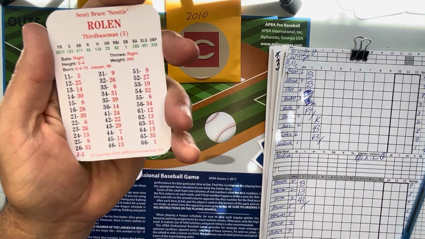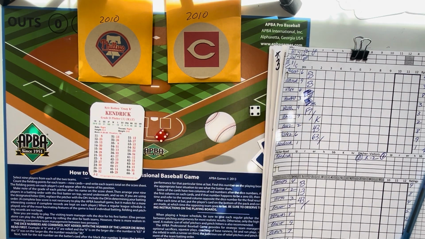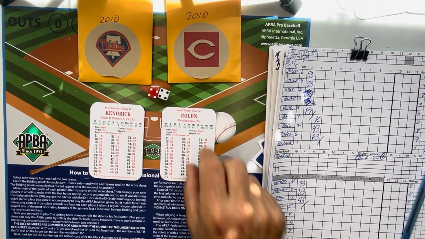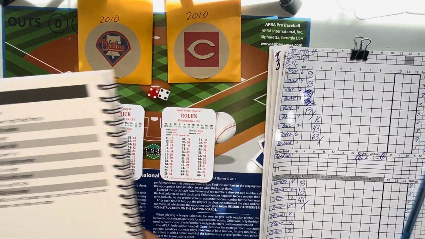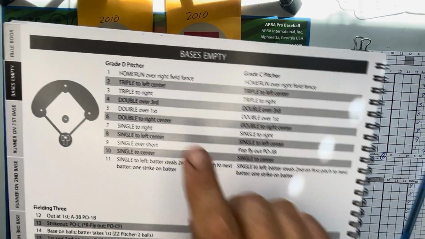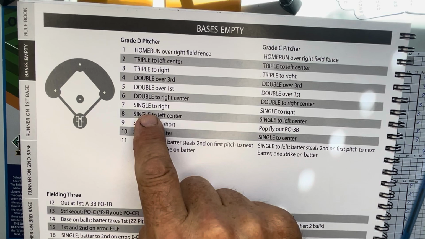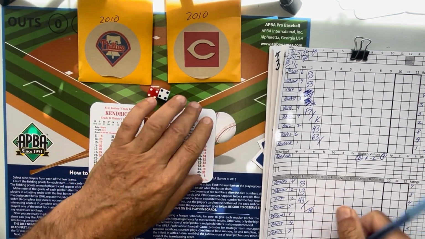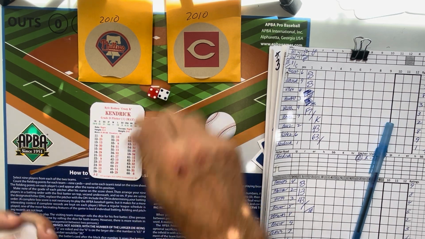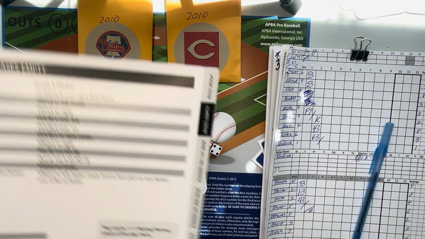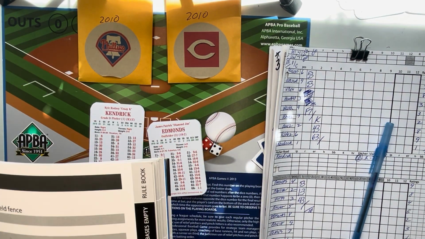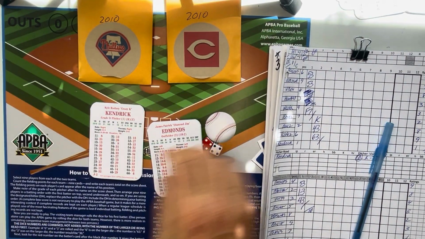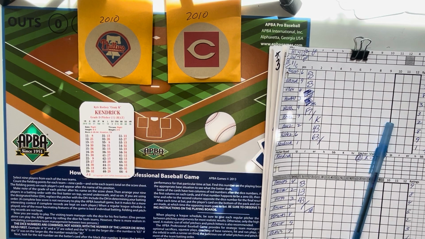Up first is Scott Rowland for the Cincinnati Reds, trying to get back in this ball game. We have a 44. And that is going to be a 7. So Kendrick is a D pitcher. So we're going to go D pitcher number 7. And that is a single to right field. So Scott Rowland trying to get something going for the Reds. He's on first base. So we'll take the chart and we'll rotate it to a man on first. So it's pretty simple and easy how you play this game.